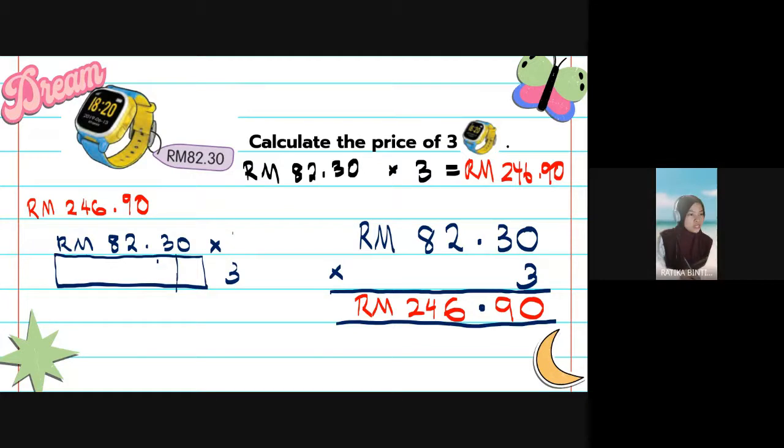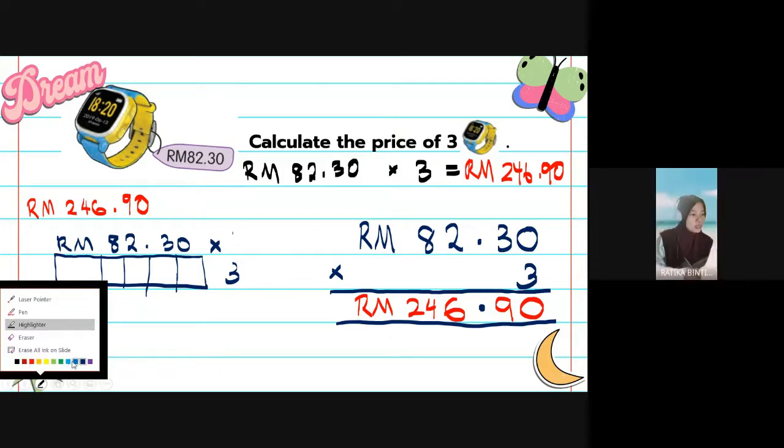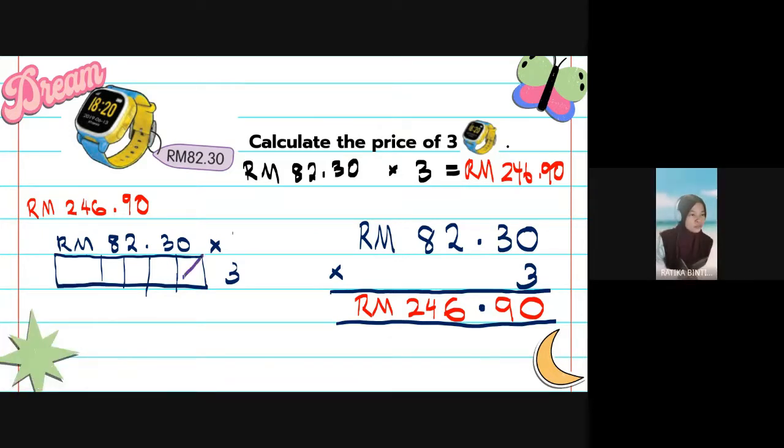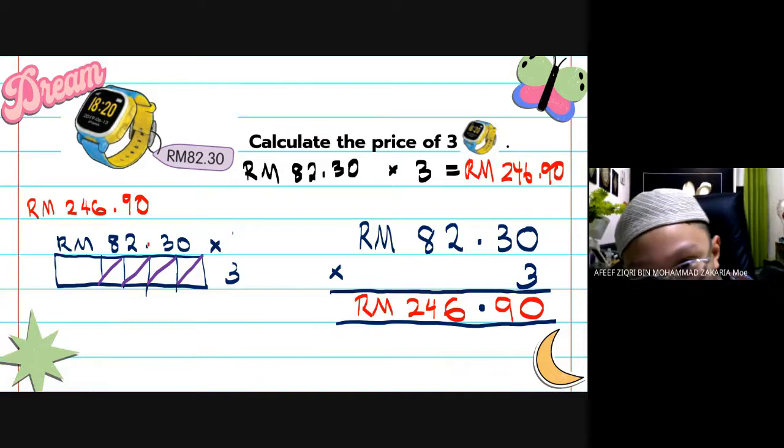That's a lot. I did the lattice method. Who's humming? Who is humming? I think Afif. Don't do that. Okay.